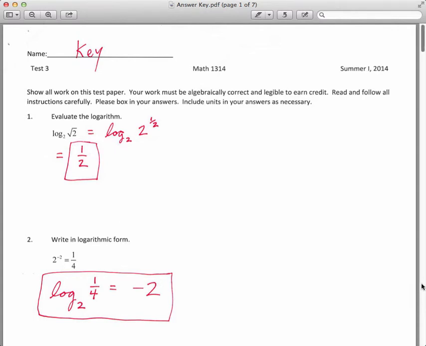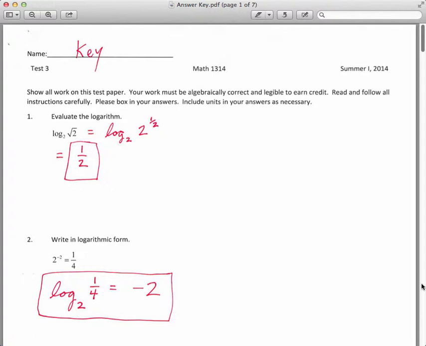Okay, so here is the answer key to test number 3. So problem number 1, the instructions say evaluate the logarithm. So we have log base 2 of the square root of 2. So what we know is the square root of 2 can be rewritten as 2 to the 1/2.